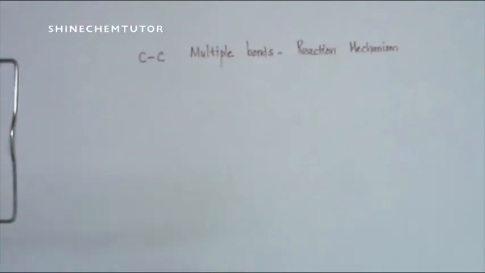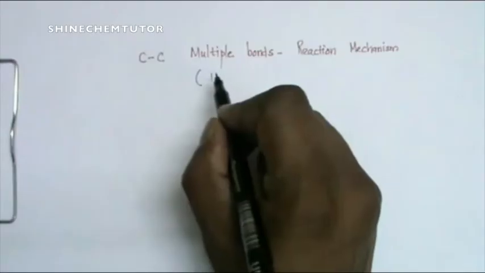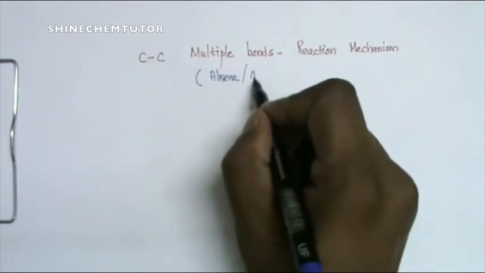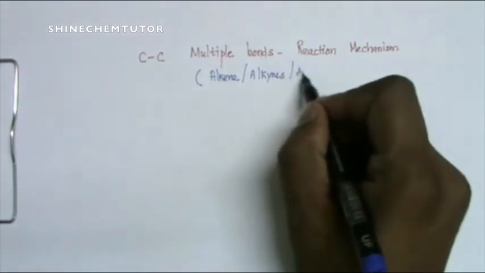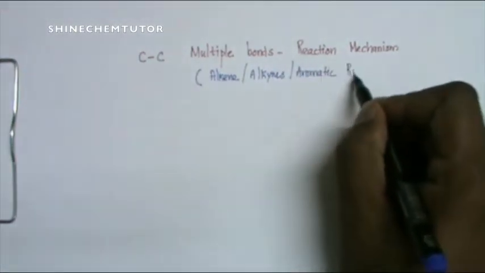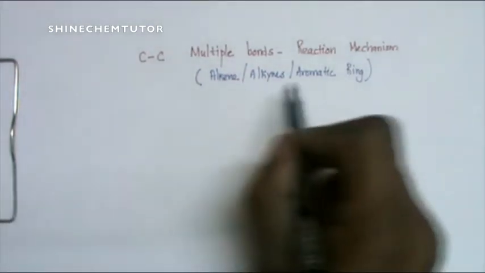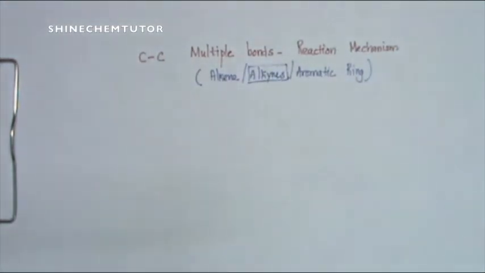This video is about the reaction mechanism that involves carbon-carbon multiple bonds. When I say carbon-carbon multiple bonds, it includes alkenes, alkynes, and even aromatic rings. In this video, we are going to focus more on alkene and aromatic systems. We are not going to discuss alkynes because the number of reactions with alkynes is very few.